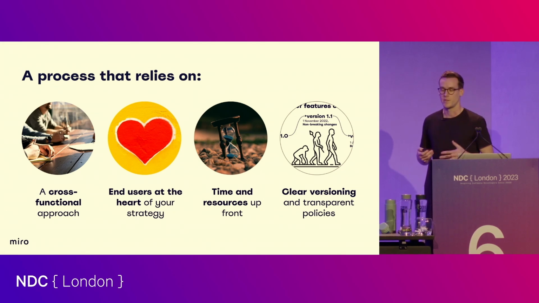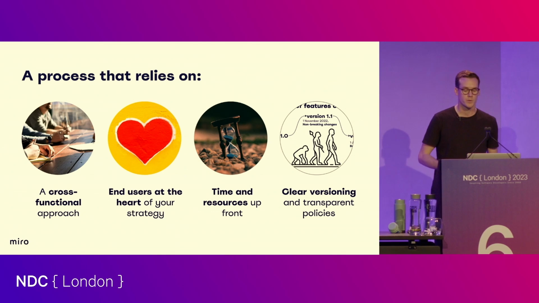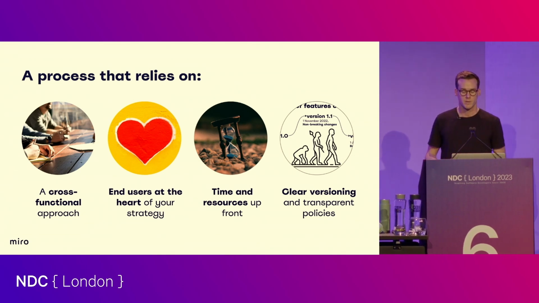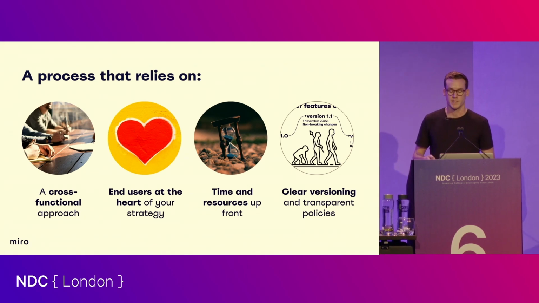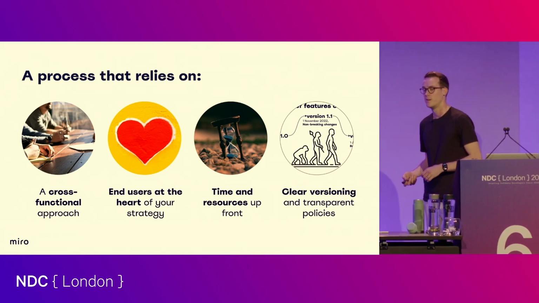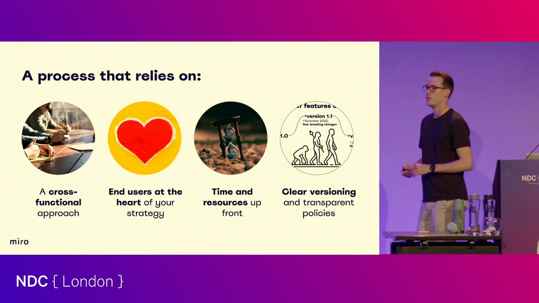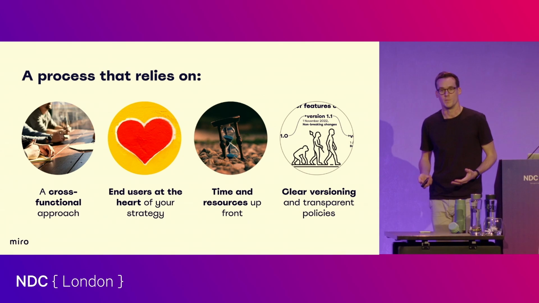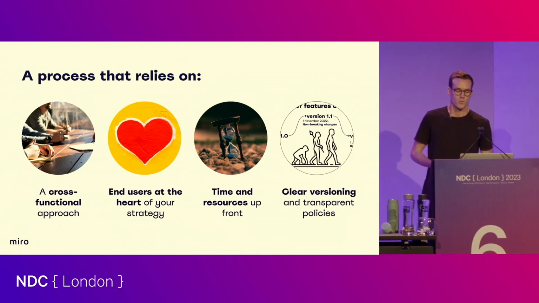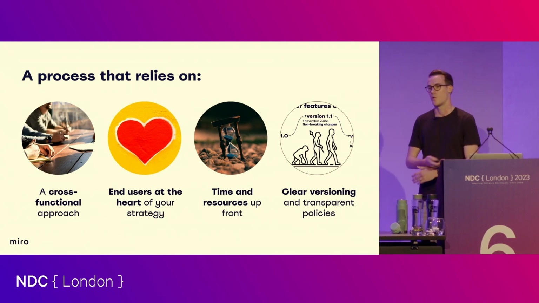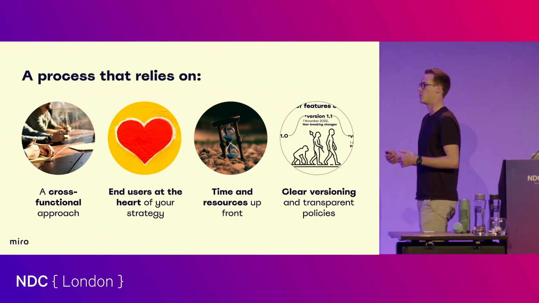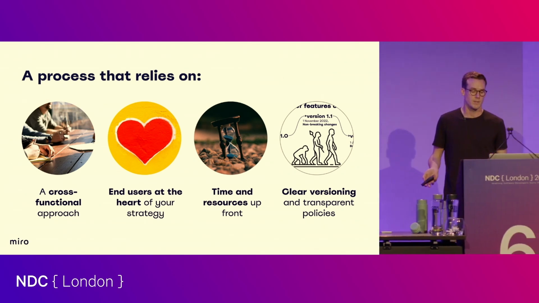It requires that you keep end users, developers, partners, whoever it might be, at the heart of what you're coming up with. It requires putting in the time and resources up front, so not waiting till the 11th hour to come up with hasty messaging or not really have a fully baked strategy. And really important, it relies on having a clear versioning strategy throughout your feature's full product lifecycle, because this is going to help you actually achieve deprecation in the way that makes the most sense.